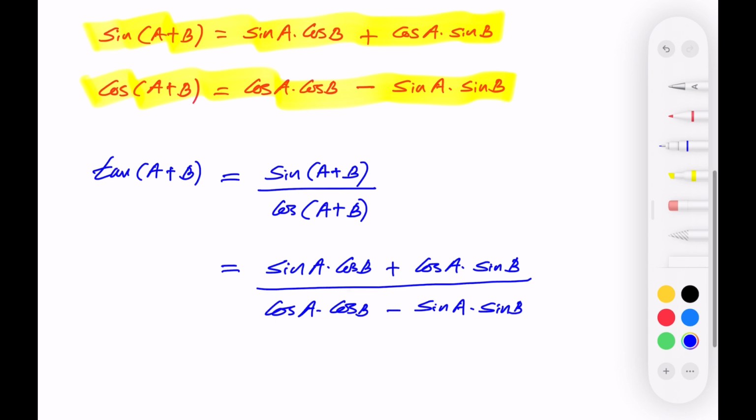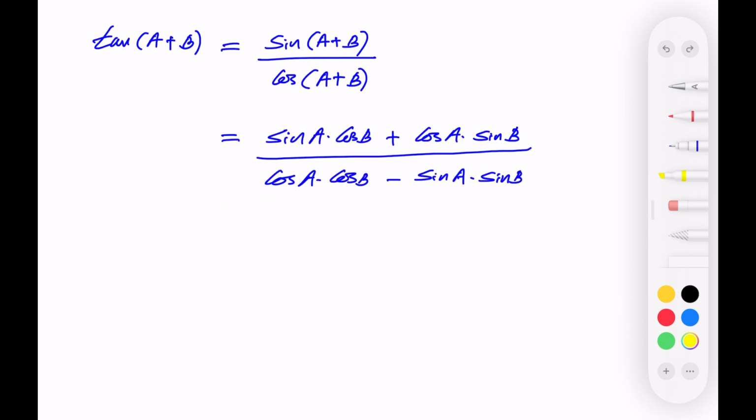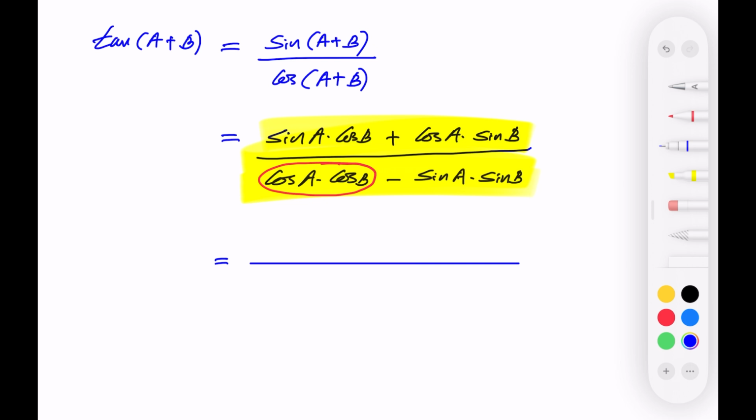Now what I'm going to do is divide each term of this fraction by the term right here, cosine A cosine B. When I do so, on the numerator, the first term is sine A cosine B. When I divide that by cosine A cosine B, the cosine B term divides out. What's remaining is sine A divided by cosine A, which we know as tangent A.